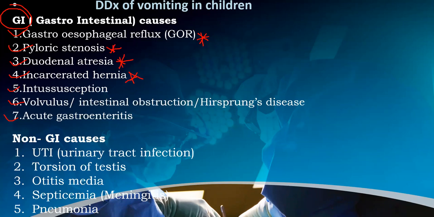Also, in any child with vomiting, you should always try to rule out infectious causes, which are the non-GI causes. So UTI, otitis media, pneumonia, septicemia, or meningitis. Mainly urinary tract infection, ear infection, meningeal infection or inflammation, so meningitis or septicemia, and chest infection or pneumonia. Sometimes torsion of the testes can also cause vomiting in children. So these are the main differential diagnoses: GIT causes and non-GIT causes.